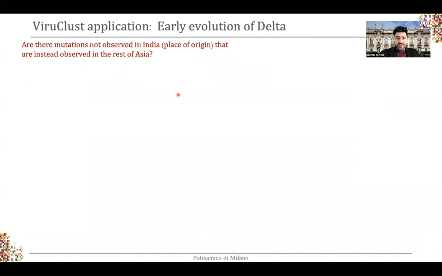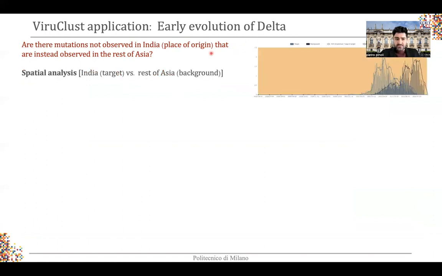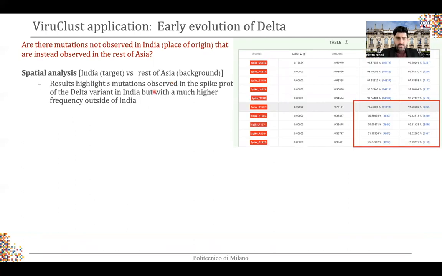The example shows an application of Biocrest on data of Delta, where we selected as target the Delta sequences in India and as background the Delta sequences in the rest of Asia. We can see from the spatial analysis, so when we compare India and Asia, that there is a set of mutations that is very present in the background, so outside India, but much less present in the Delta sequences of India.